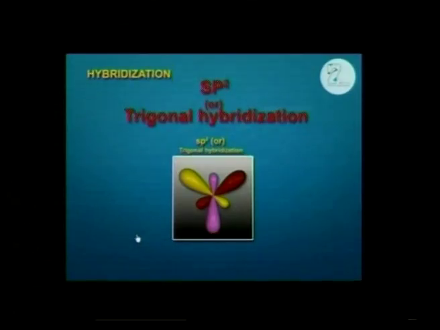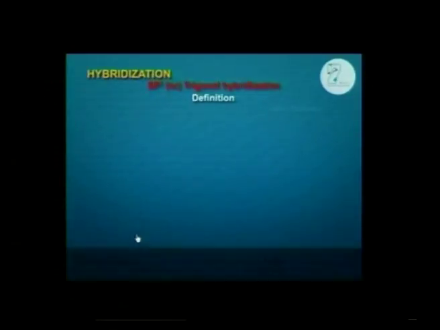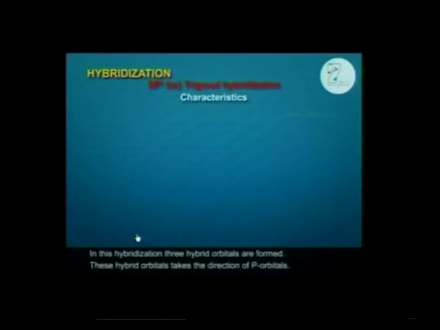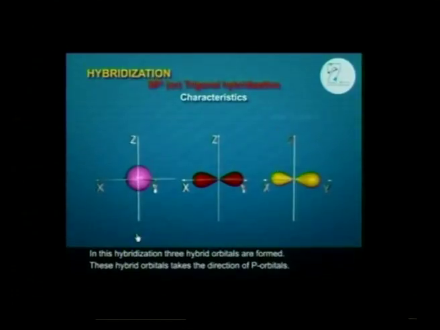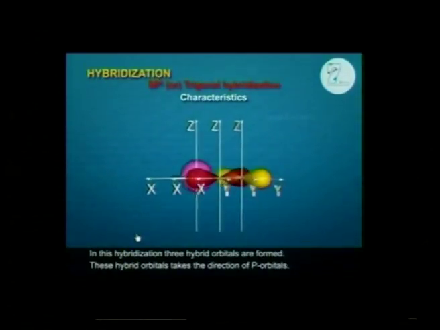See this video. By that you will be able to understand very well. The process of intermixing one s orbital and two p orbitals to give 3 identical hybrid orbitals is known as sp2 hybridization. In this hybridization, 3 hybrid orbitals are formed. These hybrid orbitals take the direction of p orbitals.